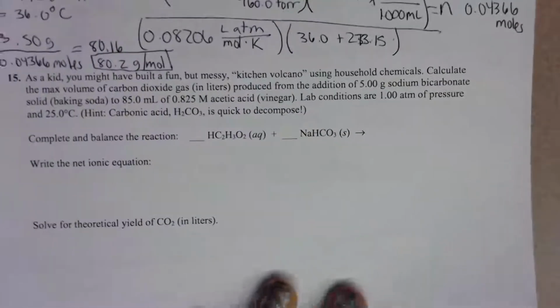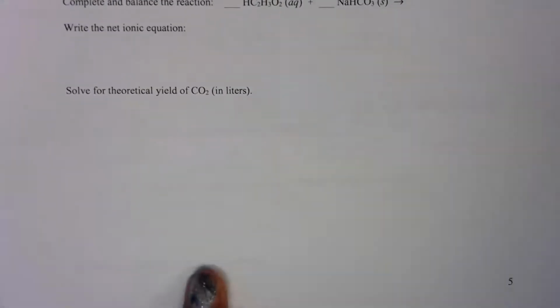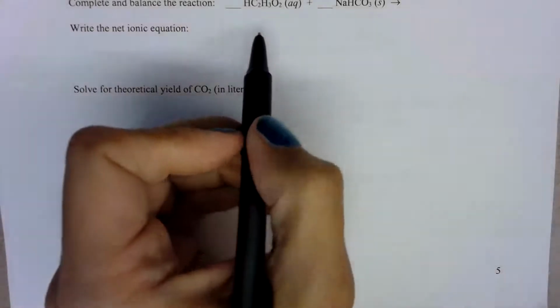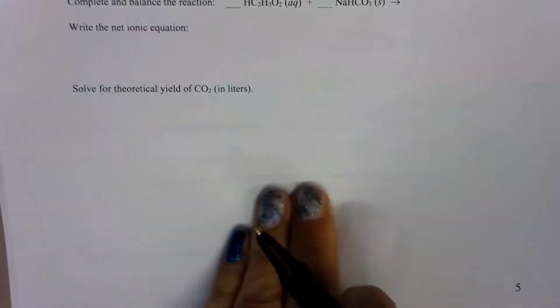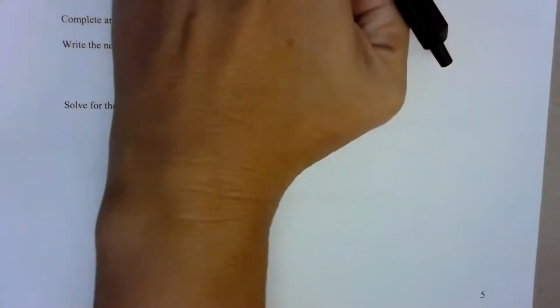Okay, let's look at number 15. We're going to make a baking soda volcano with sodium bicarbonate and vinegar. So let's start by balancing the reaction. Notice we actually balanced this reaction earlier on the problem set. So, might be a fun problem to do.